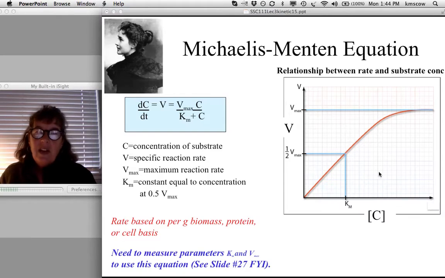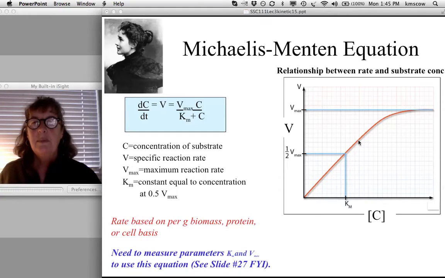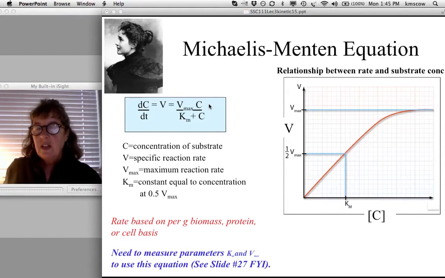We also have another parameter here, which is Km. Km is the concentration, see down here in the x-axis, at which you reach half the maximum rate. So this is just an additional parameter that is pulled off from this relationship between the rate and substrate concentration. This is the Michaelis-Menten relationship. And this equation over here describes this relationship that we're looking at in graphic form.